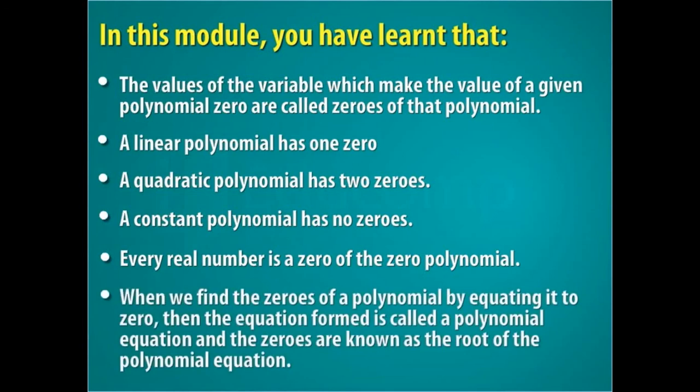When we find the zeros of a polynomial by equating it to 0, then the equation formed is called a polynomial equation, and the zeros are known as the root of the polynomial equation.